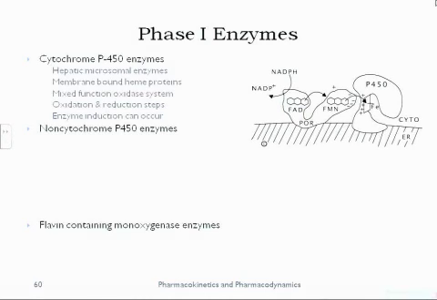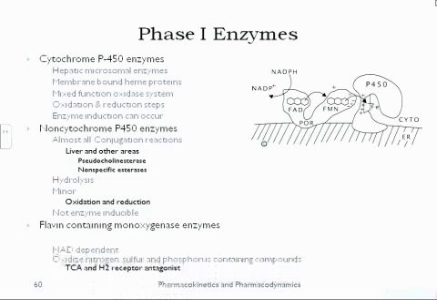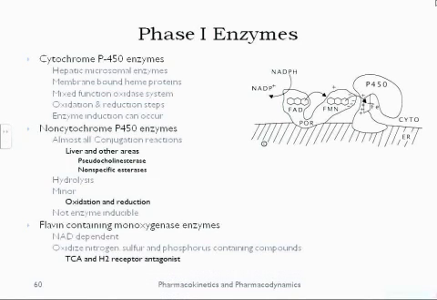Okay? The non-cytochrome P450 system, on the other hand, is almost all conjugation reactions. It's mostly taking place in liver. That's your pseudocholinesterase. And in other areas, pseudocholinesterase is in the bloodstream. And sometimes you have nonspecific esterases. You also have minor oxidation and reduction. And usually these are not enzyme inducible. And the last one is the flavin-containing monooxygenase enzymes, which are NADH, NAD dependent. And they take things like TCAs and histamine 2 receptor antagonists, and they break them down.